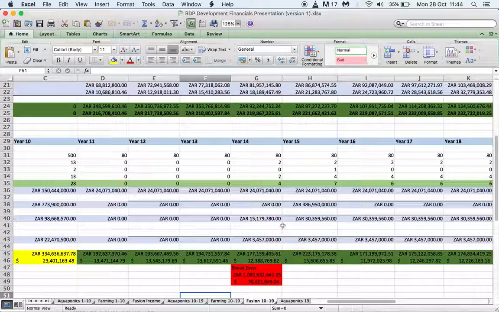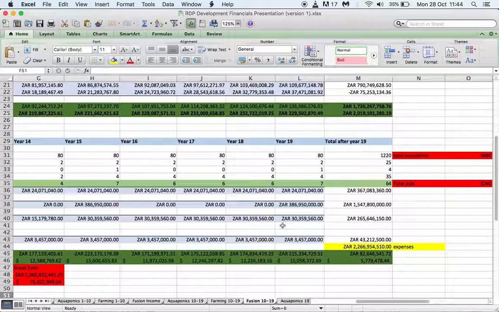And then from there, you can decide to do an exit strategy or continue. It's your choice. By the end of year 19, you end up with 1,220 homes and so much work facility, so much farming, so much aquaponics, etc. And then it shows you all your expenses and all the money you're left with.